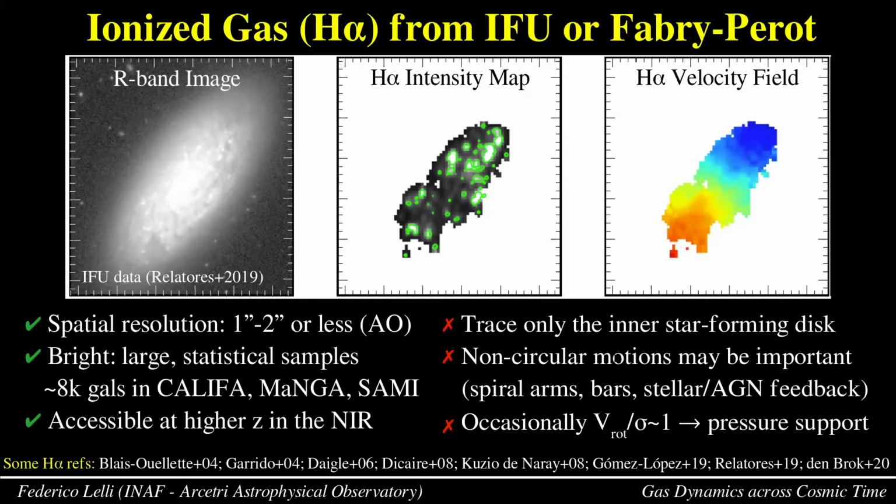The non-circular motions may be important, driven by spiral arms, bars, and stellar and AGN feedback. So depending on your science goal, it could or could not be a good line to use. And occasionally, we can also have that the ratio between the rotation velocity and sigma is of the order of 1. So if you are interested in the circular velocity, then one has to take into account the pressure support.